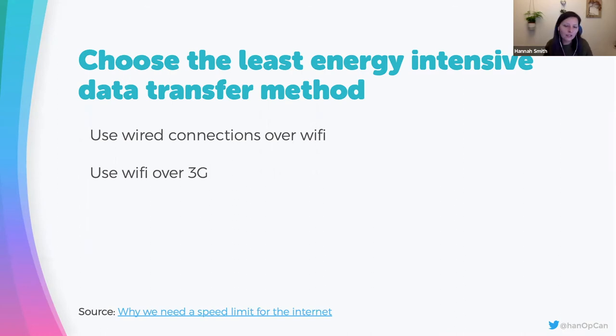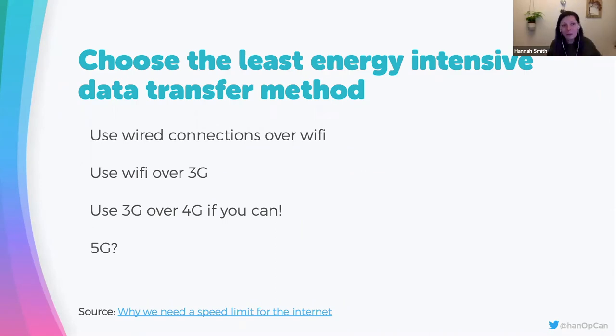Transferring data over 3G, so that's like a mobile network, uses 15 times more energy than Wi-Fi. So if you're out and about on the move and you go to a cafe, you could consider asking for the Wi-Fi password rather than just using the data on your mobile phone plan. And then there's a similar kind of relationship between 3G and 4G, and 5G is just, oh my God, let's not even go there with how much energy 5G uses.